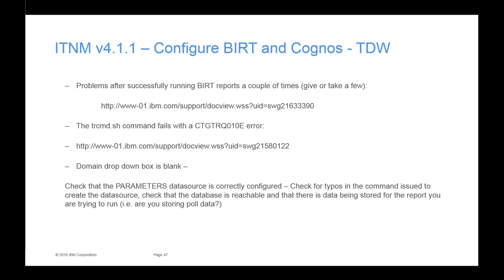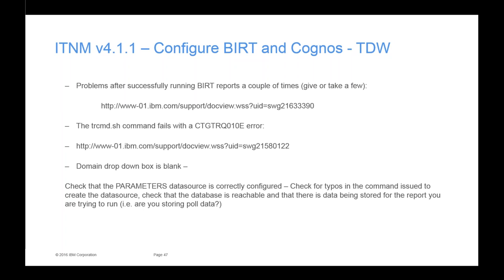Okay, so after you've run the commands to configure BIRT, there are a few problems that you may or may not see. I've given a couple of URLs. The first one is you'll have been successful in running a couple of BIRT reports, and then all of a sudden you'll get an error message when you attempt to run more BIRT reports. That's a problem with a WebSphere configuration that you can change. That URL will walk you through the steps to make that change. Once you do that, you'll be able to run the BIRT reports again.